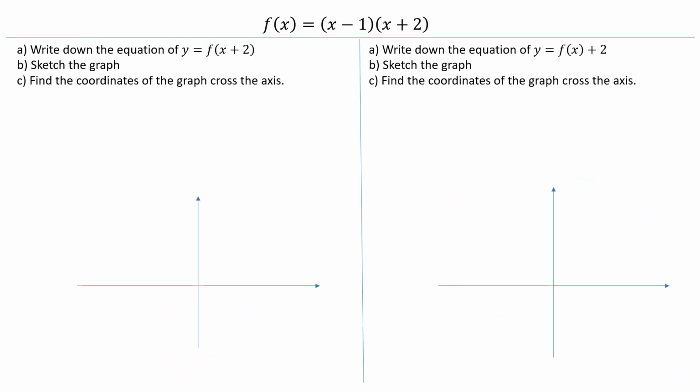f(x) equals (x minus 1) times (x plus 2). The first question: write down the equation of y equals f(x plus 2). So f(x) is given. We need to find f(x plus 2).